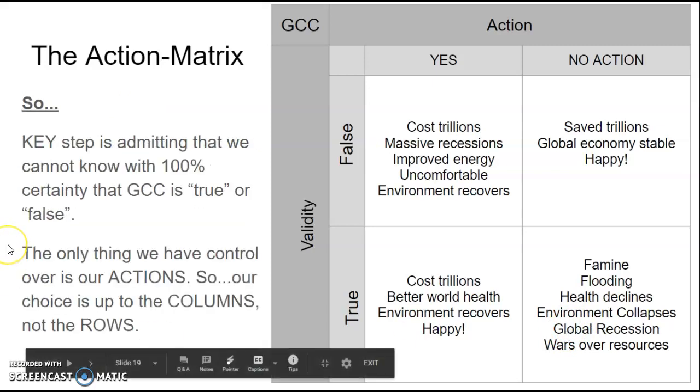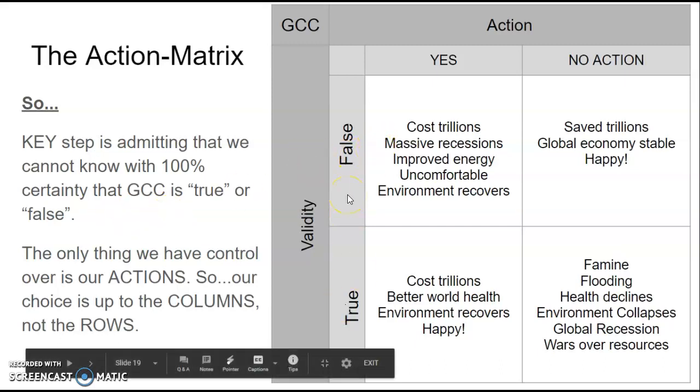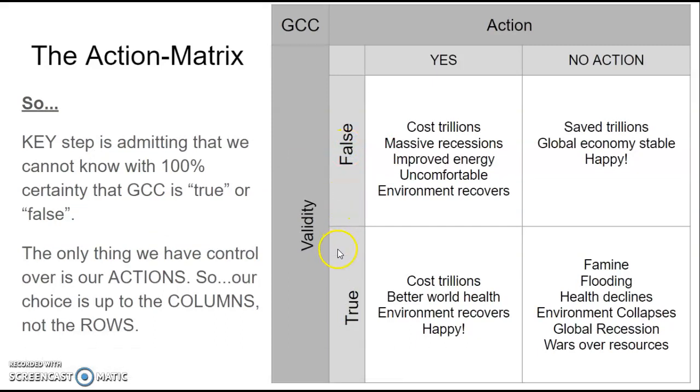Moving along here. The key here is the step that you have to admit that you can't know with 100% certainty whether global climate change is true or false. So you can't really state with certainty that either this or this is going to occur. So all you know is whether you can act or not. That's the only thing that you're actually in control of.